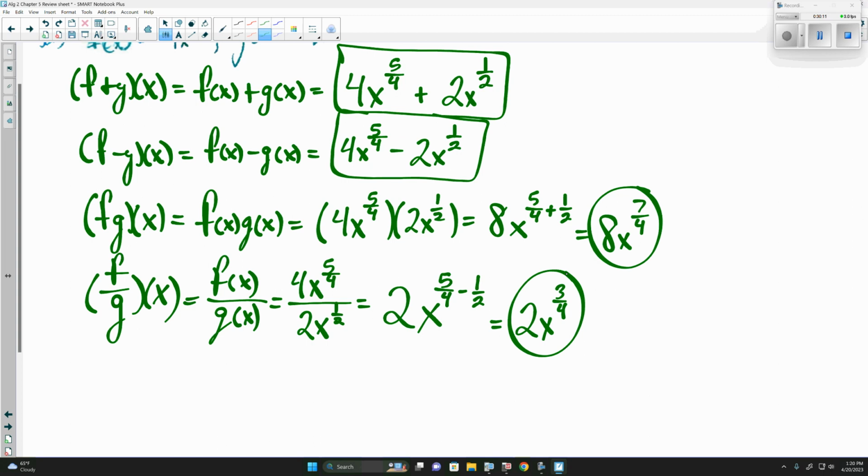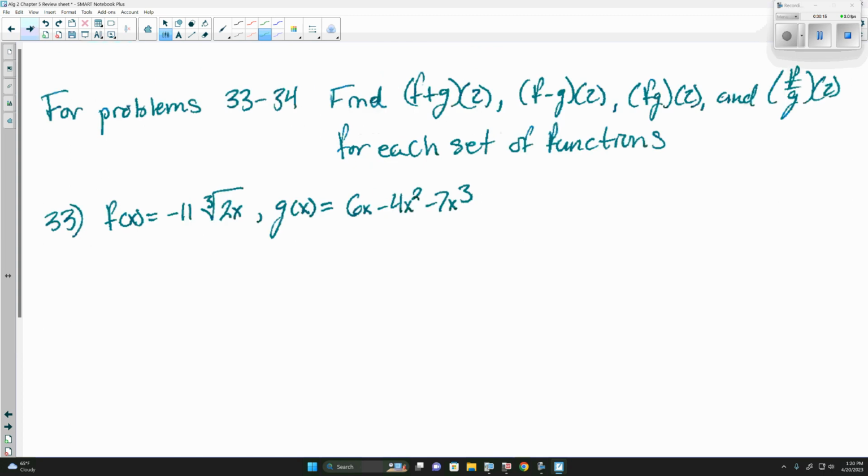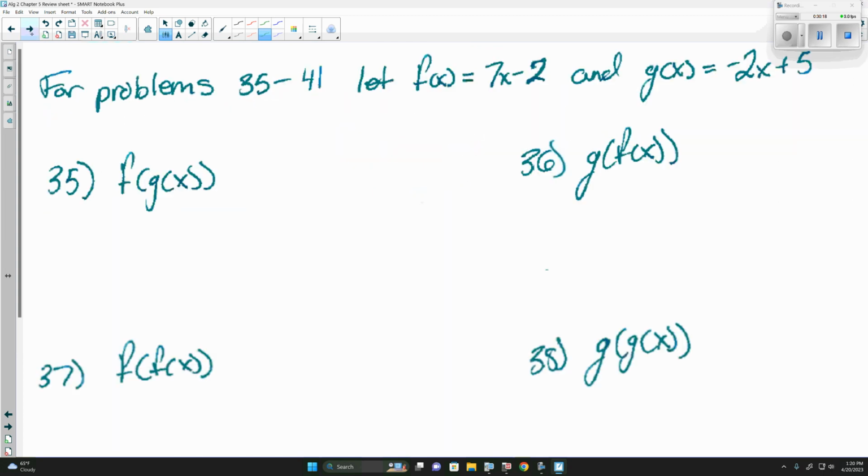Questions on these here? 33 and 34 will not be on the test. It's not that they're any harder than what we just did, they're just very time consuming. I'd rather focus the time on something else.